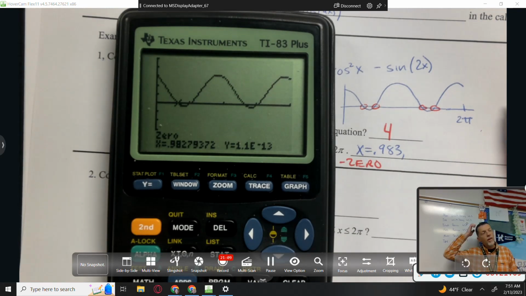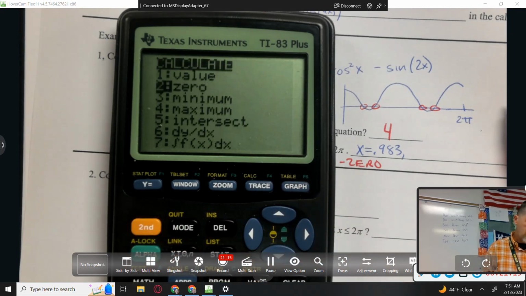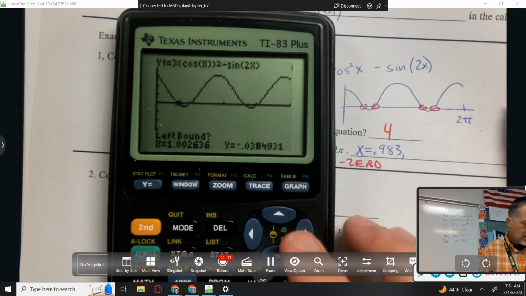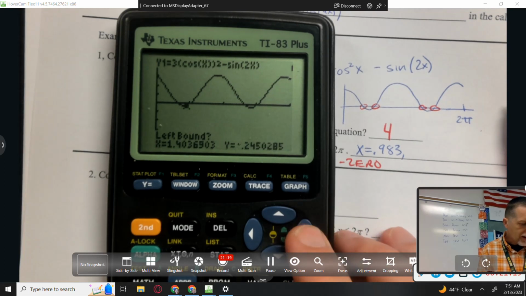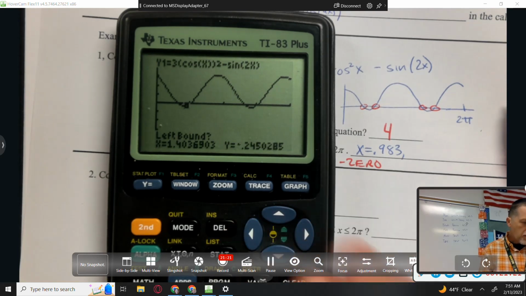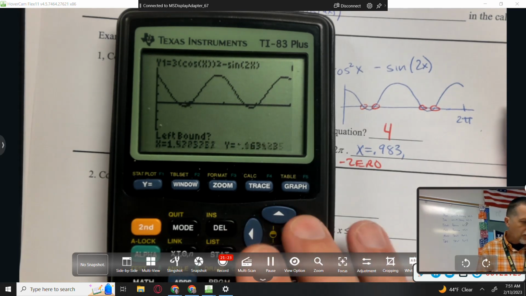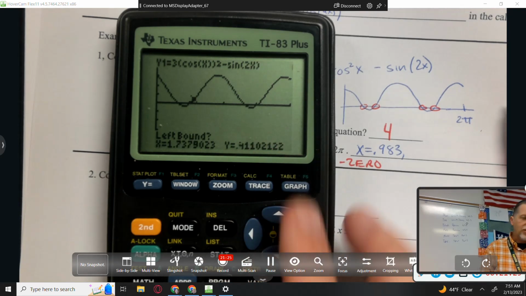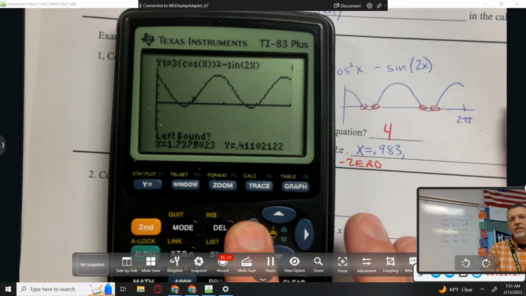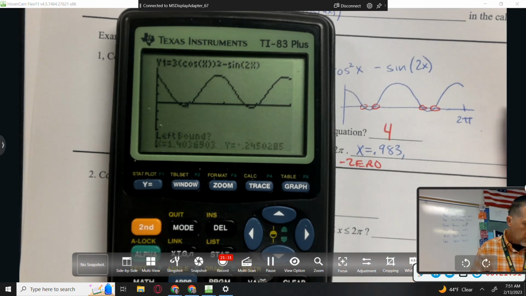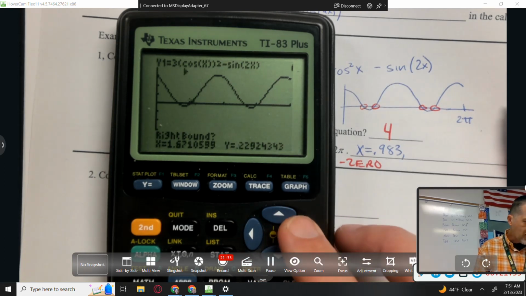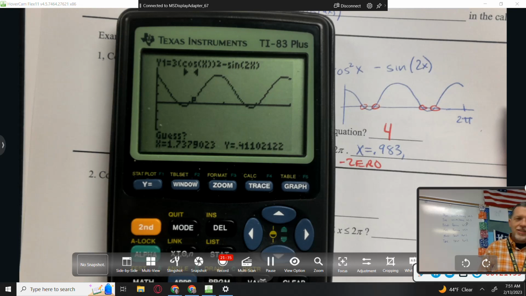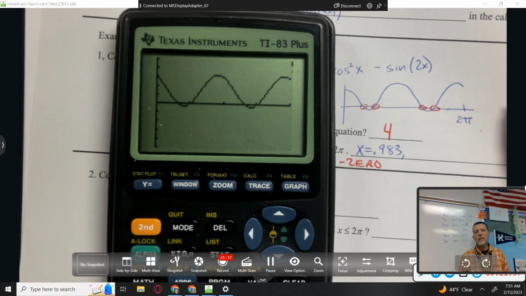Right, there's 4 of them, so I'm going to walk you through one more of them together, and then I'll let you find the next 2. So second calc, 0, left bound, so get to the left of the next 0. By the way, if you can't tell if you're left or right of it, you can use the sign of the y value to know if you're above or below. Maybe that's helpful. Left bound, right bound means get to the right of it, and then guess, you can just press enter, make your calculator work a little bit harder.